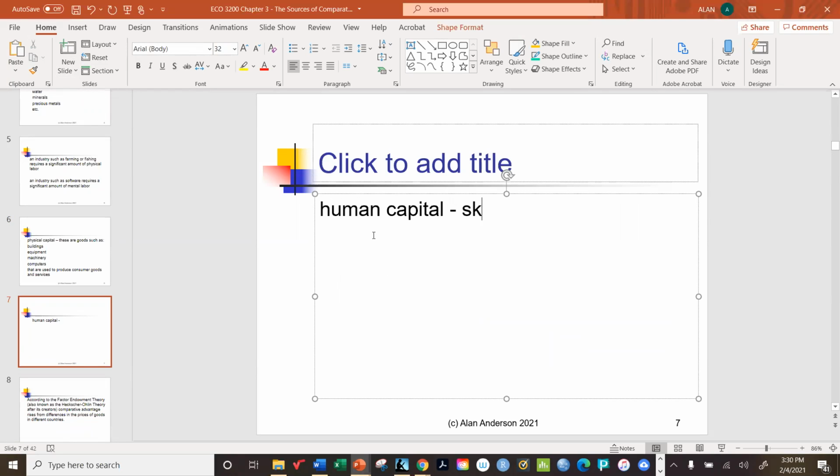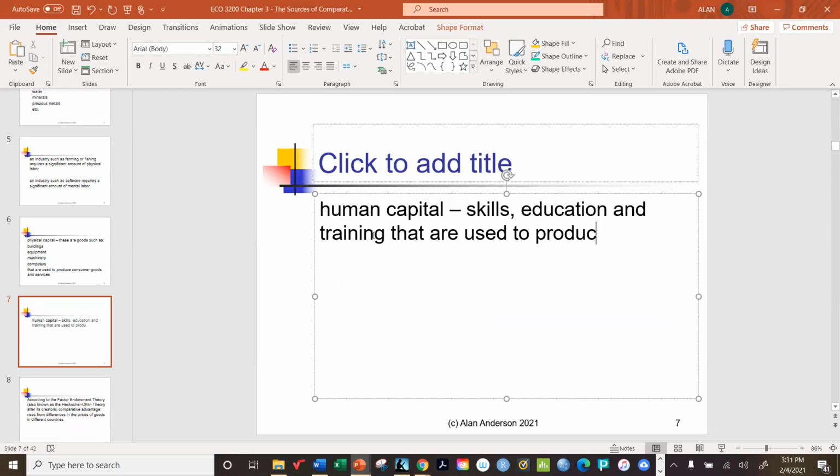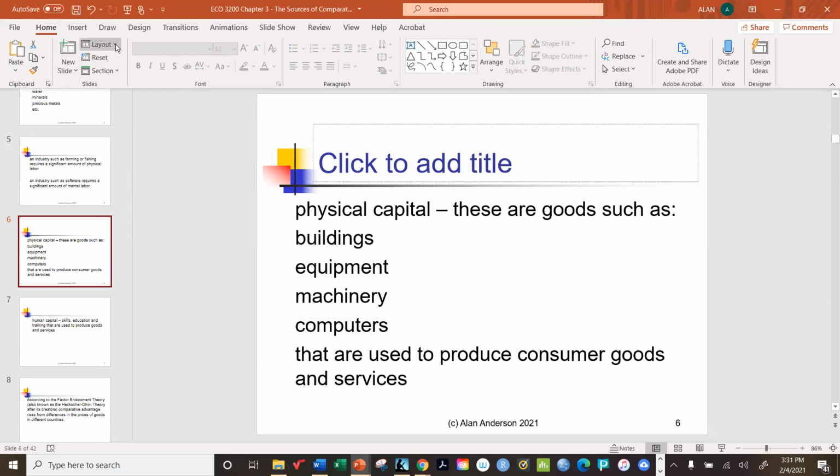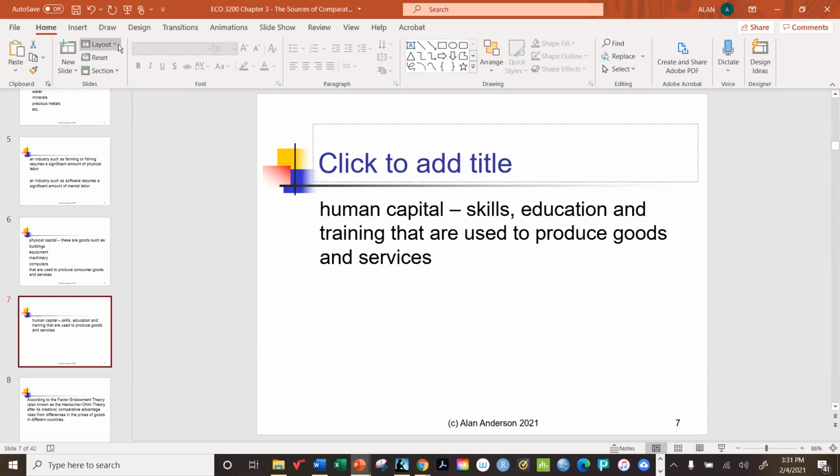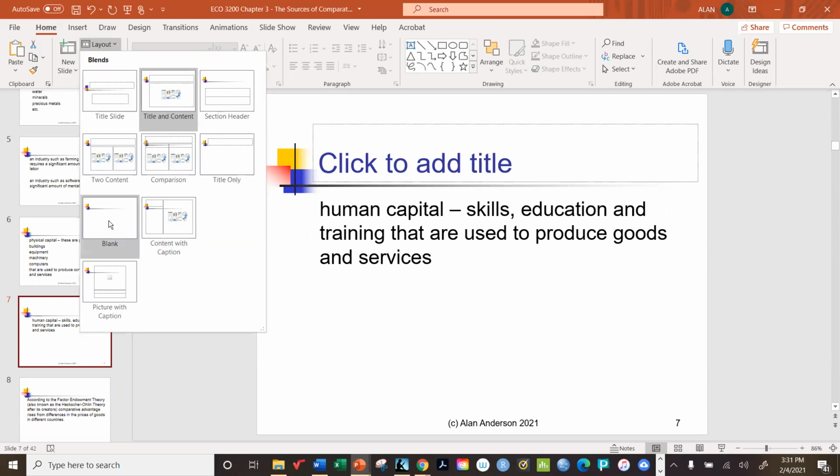Okay, these are skills, education, and training that are used to produce goods and services. So we think of these as the two basic types of capital, resources that are needed to produce consumer goods and services. Now, let me show you another meaning of the word capital that does not count here.